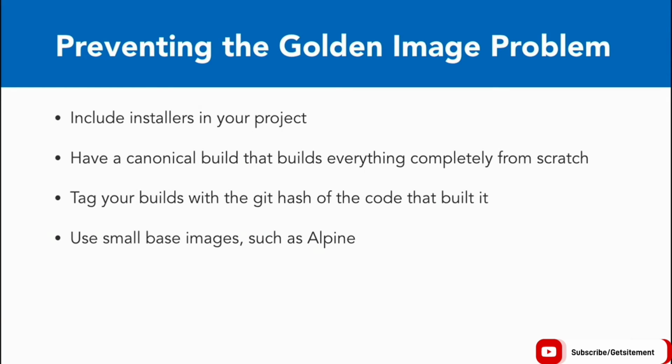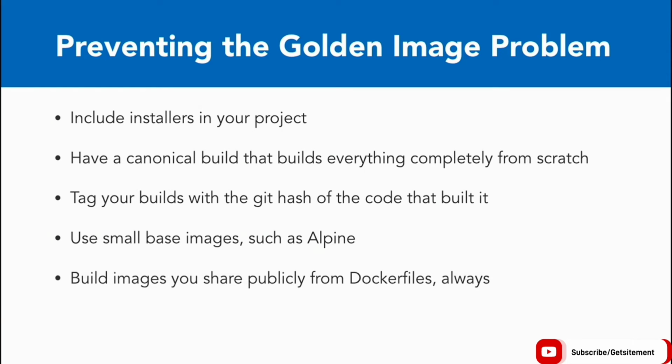When you are building the image that you are going to share publicly, say you ship your product as a Docker image, build it from the Dockerfile always. There is nothing like going back to an old version of the software that someone is complaining about a bug in, and having no idea how it was built and how it got that way.